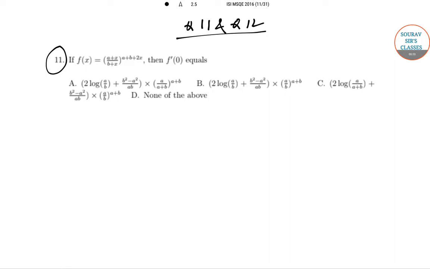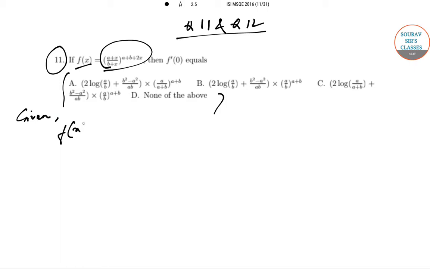In question number 11 it is said that if f of x is equal to (a plus x upon b plus x) whole to the power (a plus b plus twice x), then f dash 0 equals, these are the options that are given. So we are given f of x, we have to find out f dash x.